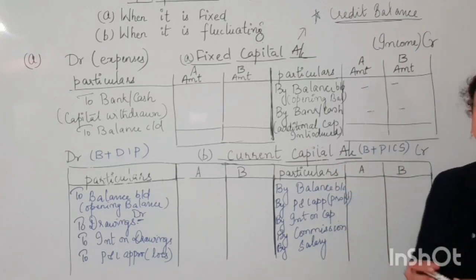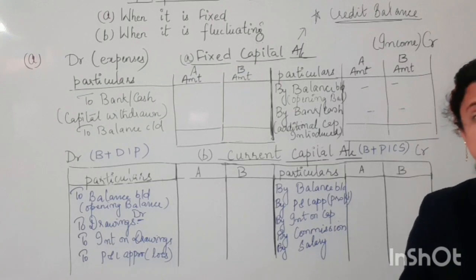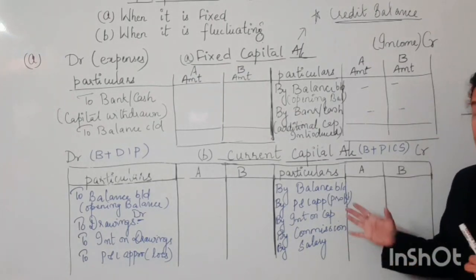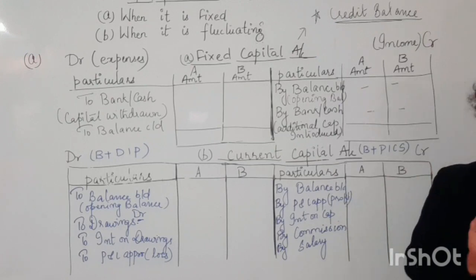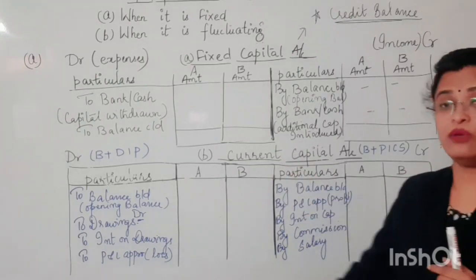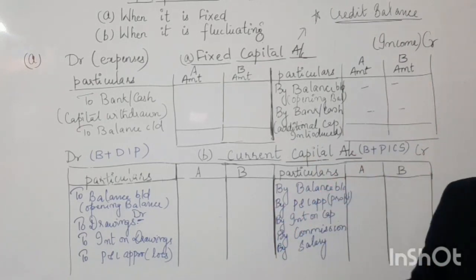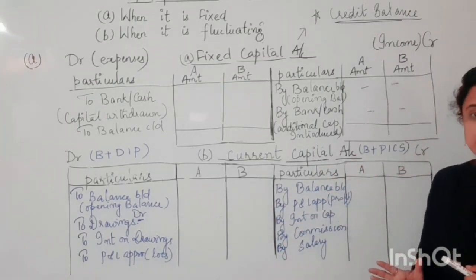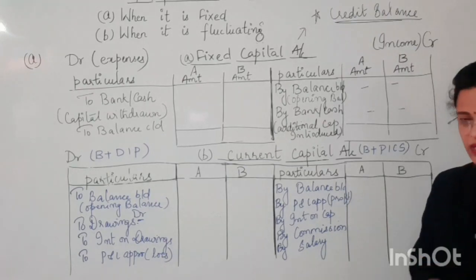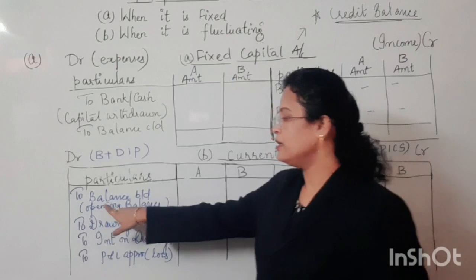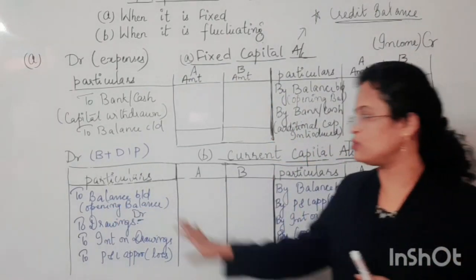Again I am telling you, when we will be dealing with the admission chapter and retirement chapter, you will find a few more items added to it, that we will see when we deal with those particular chapters. But here we are dealing with the basic fundamental items which you will find in any of the chapters. If you are making a partners capital account, it will be over there. So here you can use this acronym, that is B plus DIP. Got it? Just to learn it, there is no need to write this down.